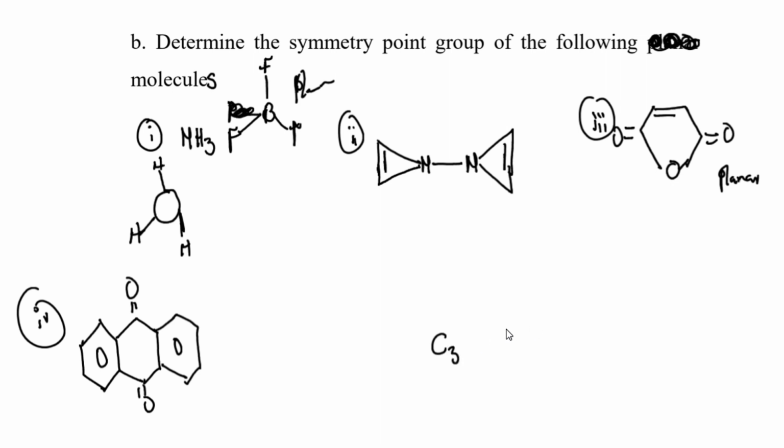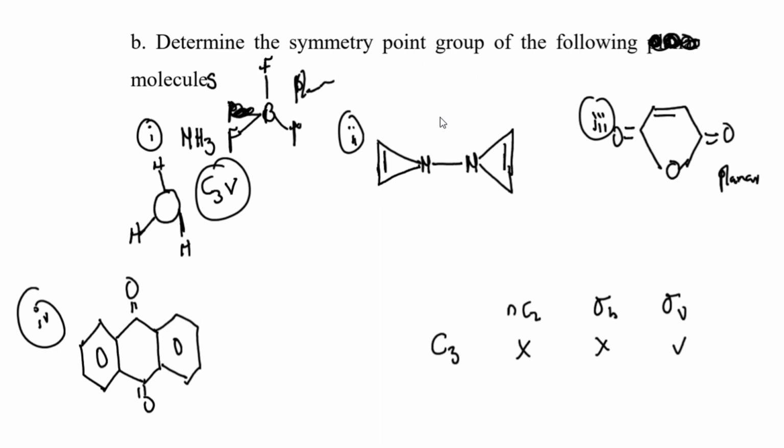So the principal axis is going to be C3, right? Is there a perpendicular C2? There's no C2. Is there sigma H? None. Is there sigma V? Yeah, absolutely yes, there's sigma V. So this is C3V, right?